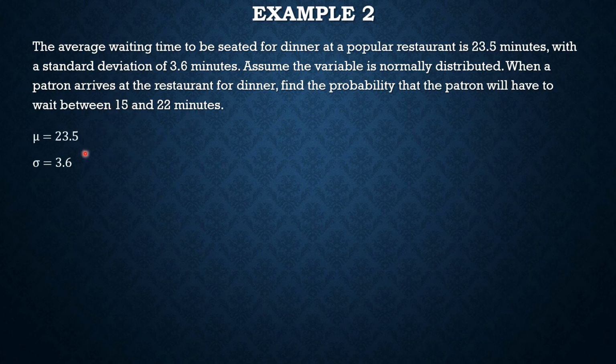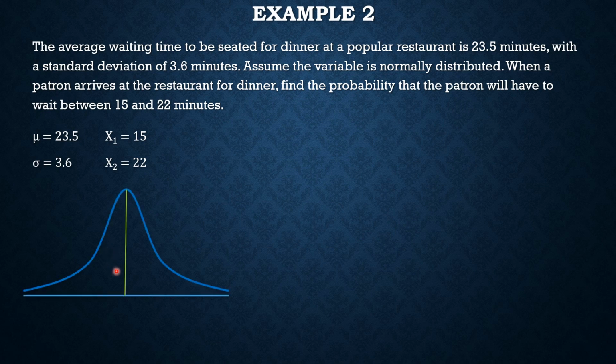And here we have the mean of 23.5 and a standard deviation of 3.6 minutes. Of course, we also have the two raw scores na 15 and 22. So, name natin na x sub 1 and x sub 2 para hindi tayo mahirapan later. Of course, we have to sketch the curve para mas ma-visualize natin. And here, we have the mean, we have the raw scores 15 and 22. And then, this portion, of course, is the area between 15 and 22.